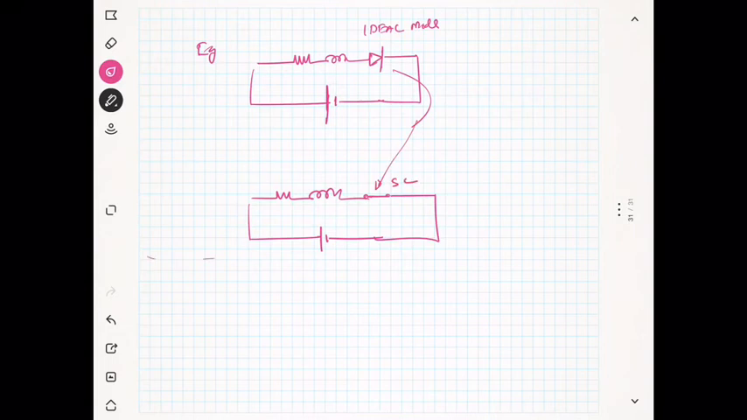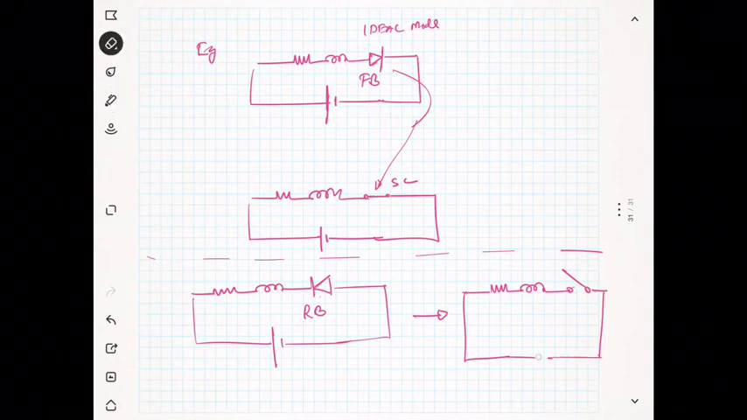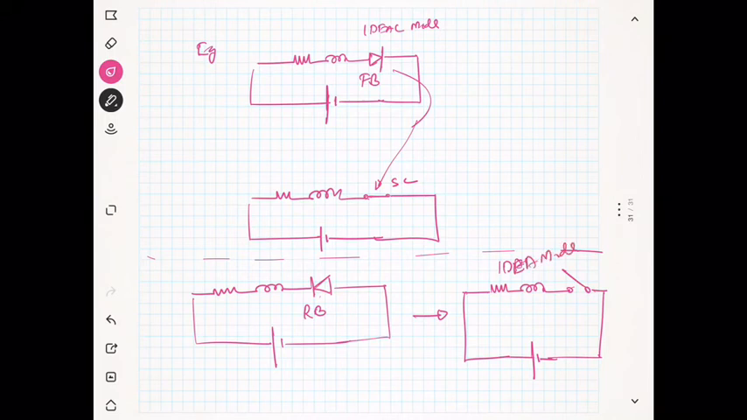Similarly, I can have an open circuit if I connect my diode like this, and I connect the positive here and negative here. You see, this is reverse bias. Previously it was forward bias. So I can replace this with an open circuit, and this is my battery. That's it. So this is an example of using the ideal model.